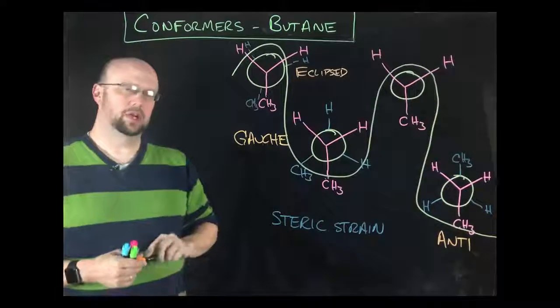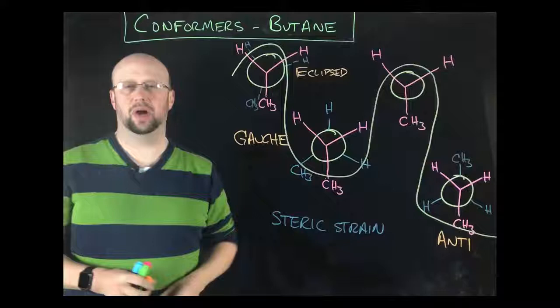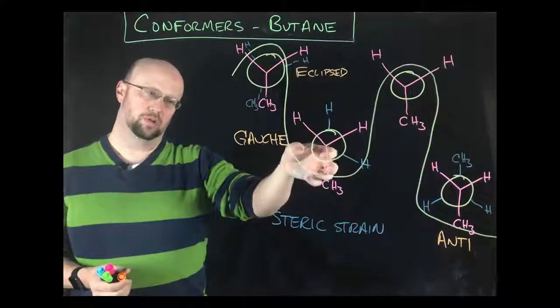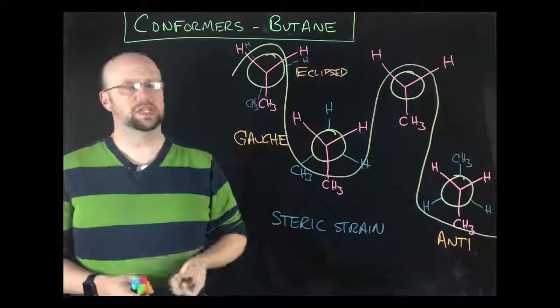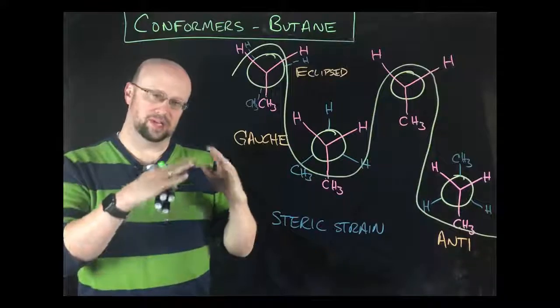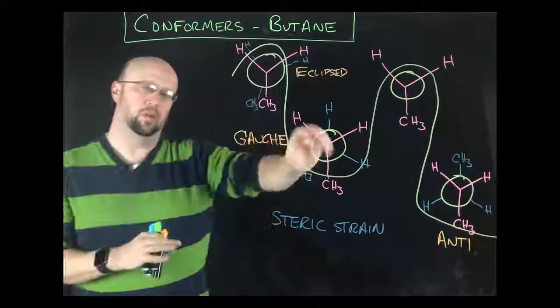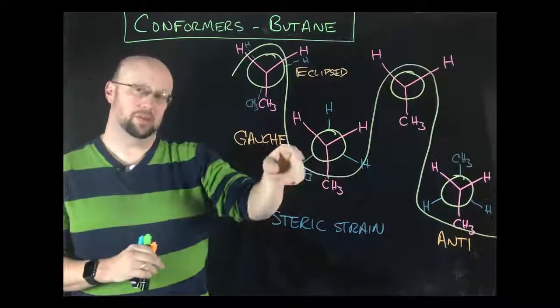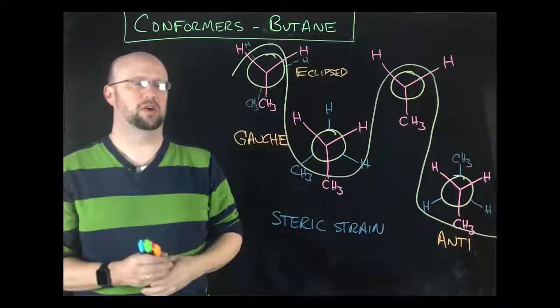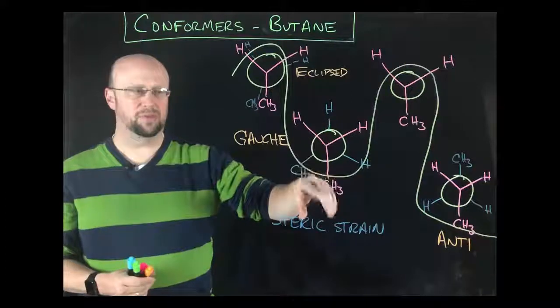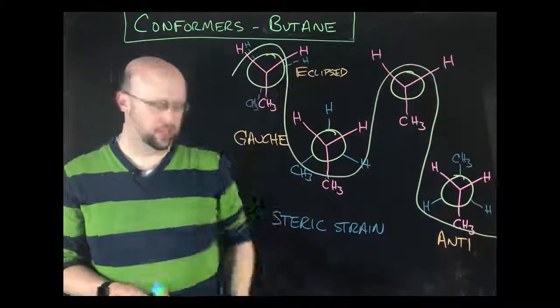Okay? So the gauche model means that the dihedral angle between our two biggest groups there, which are our methyl groups in this case, is 60 degrees. We made one 60-degree rotation. We were at eclipse where it was 0. We rotated the back one once, 60 degrees, and that's a gauche conformation. Okay? Still not terribly favorable, but more favorable than the eclipsed.